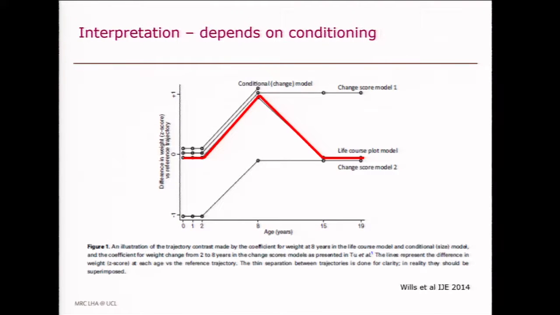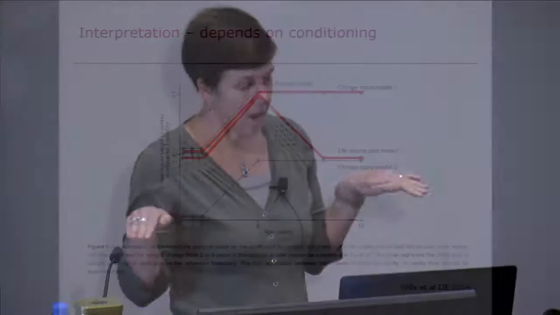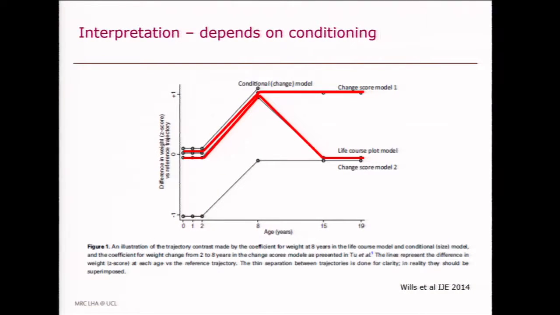So this is the life course plot. And this is saying that given the same size at all other time points, you have a bigger size at a single time point. Whereas that model where you put the change scores in is represented by this line, which says that you have the same change in all places, apart from this change between 2 and 8 years. And so you can see that the conditioning is very different there to the life course model, even though it's actually the same model fitted.